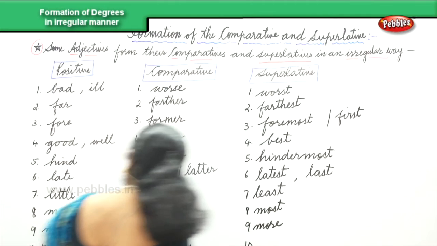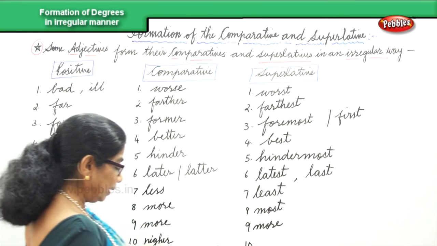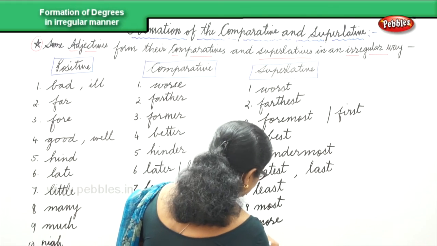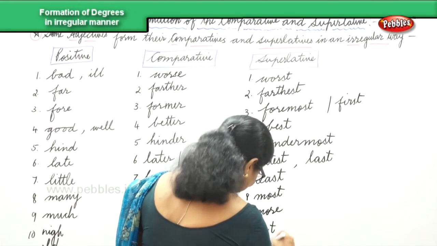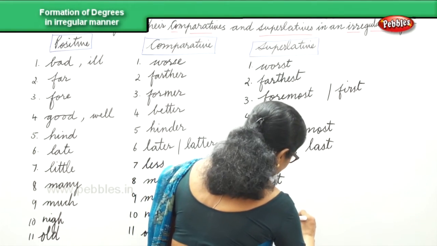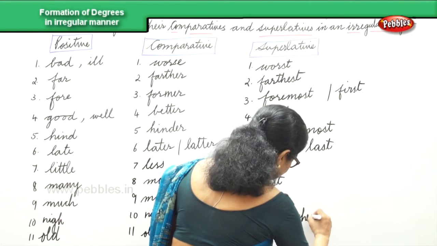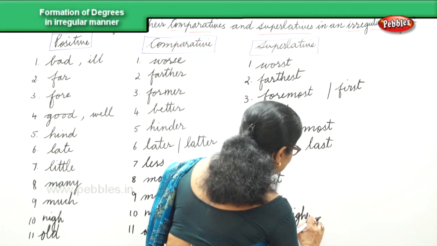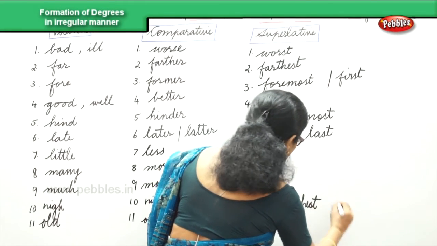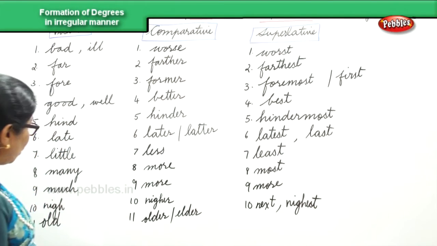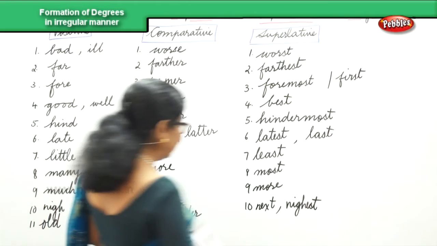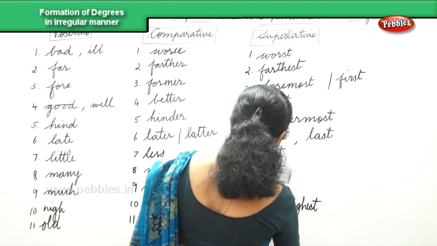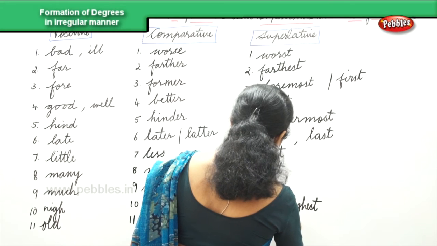And the 10th one you have nigh, nigher, nighest or next. Either you can say nighest or next. And the last one, old, older, oldest or eldest.